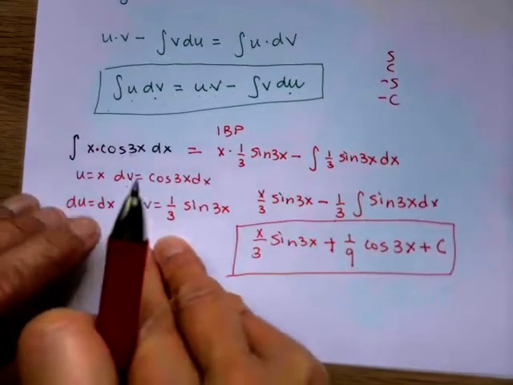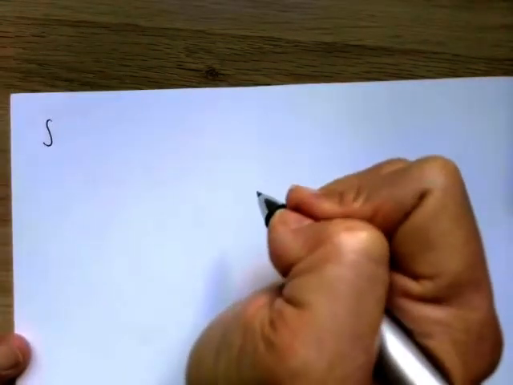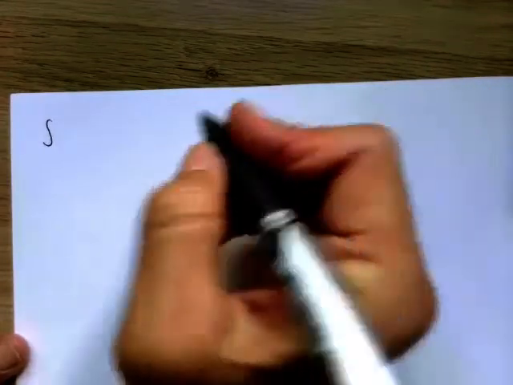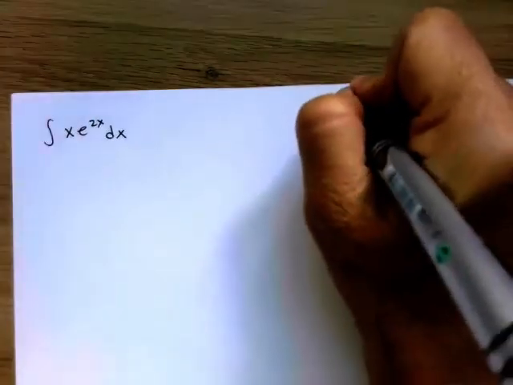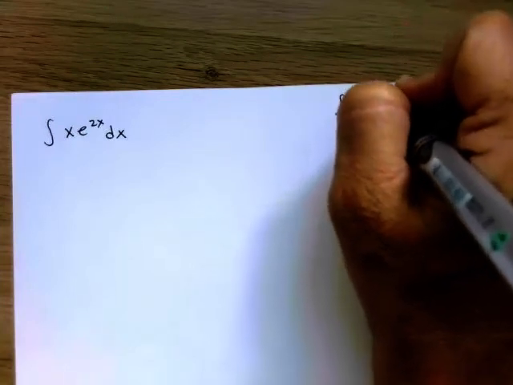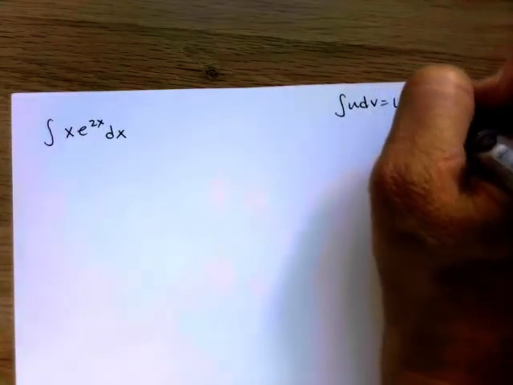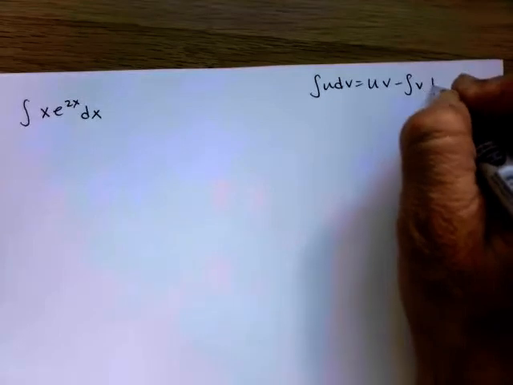Okay, let's do another one. We're going to do 2 more of these nice-ish ones. And then I'll do another video or 3 for some of the less nice ones. Okay, so let's do, so right, this is when we have a product. So how about x e to the 2x dx? So again, integral of u dv equals uv minus the integral of v du.